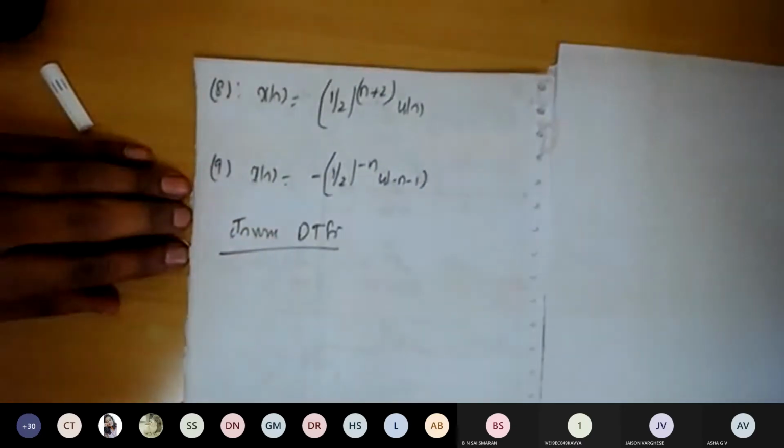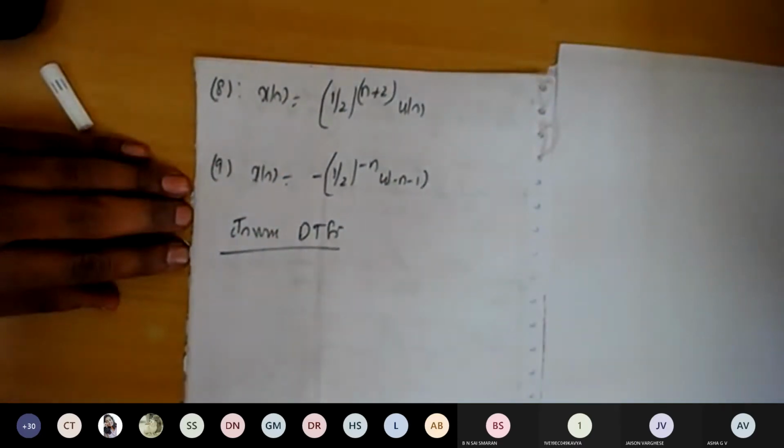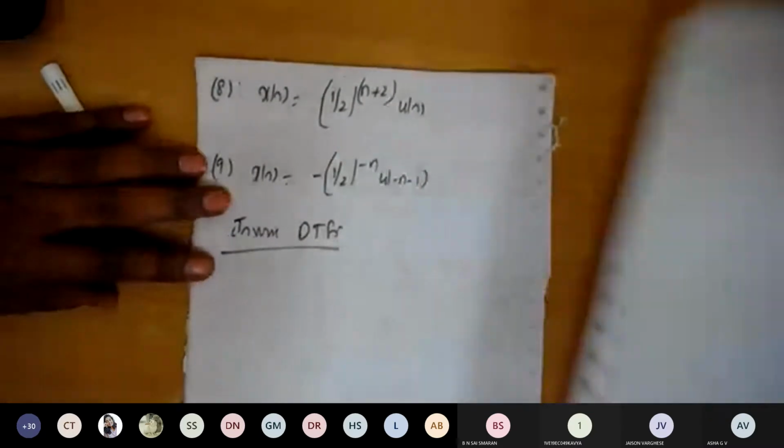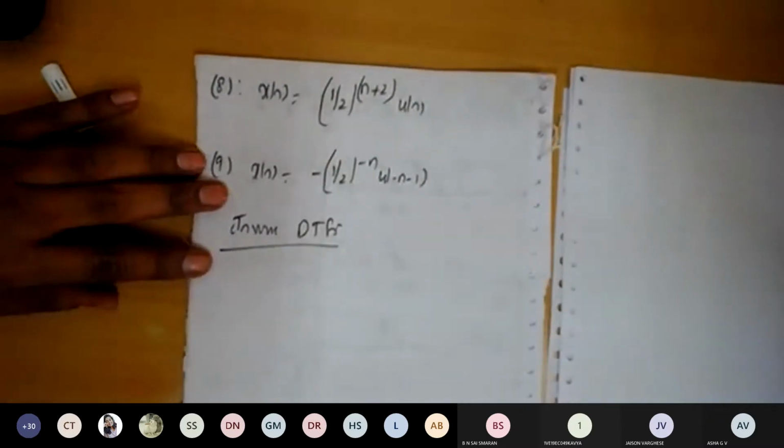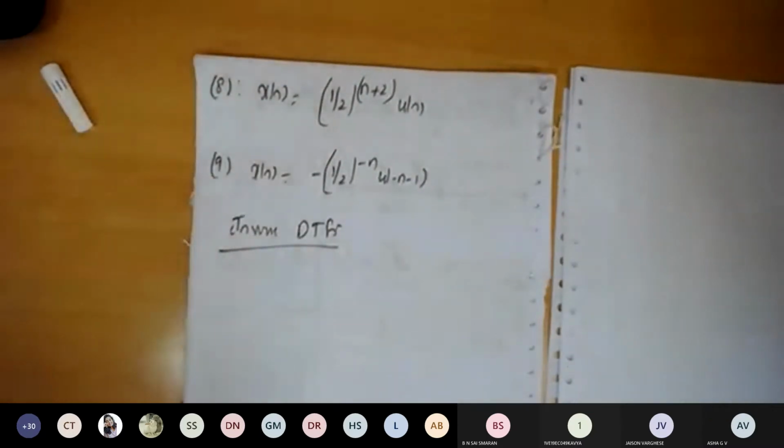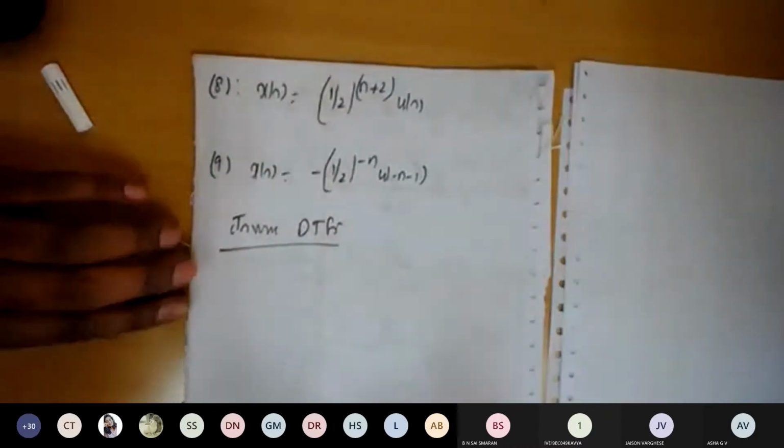So for finding the inverse DTFT, we'll go for the partial fraction expansion. You already know partial fraction expansion. You already did it in the Laplace transforms in network theory in the last semester. Now, by using the partial fraction, we'll find the inverse DTFT.